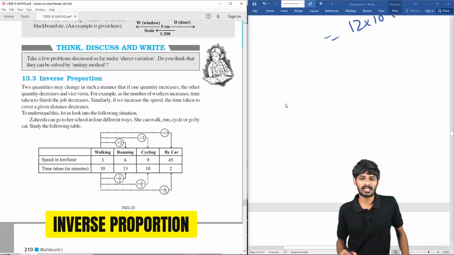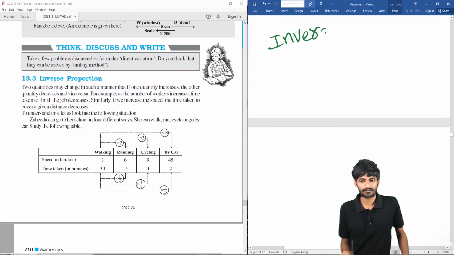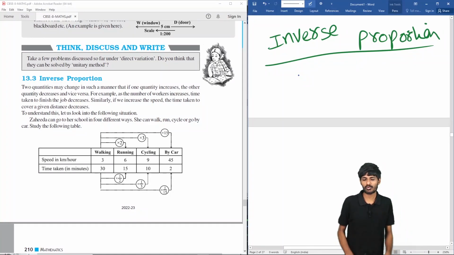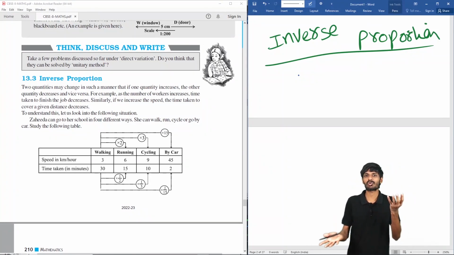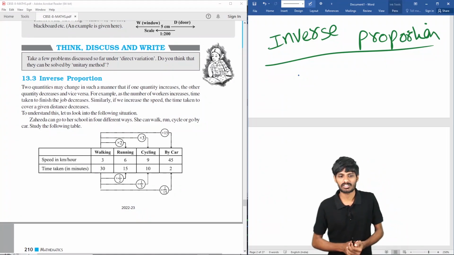So next thing is about inverse proportion, students. It is another topic in this chapter. Okay, inverse proportion. So what is the difference between direct proportion and inverse proportion? I will tell you in a simple way. In the case of direct proportion, if one quantity increases, obviously the other quantity will also increase. But in the case of inverse proportion, if one quantity increases, the other quantity will decrease. So it is the opposite of the previous thing. That's why it is inverse proportion, students.